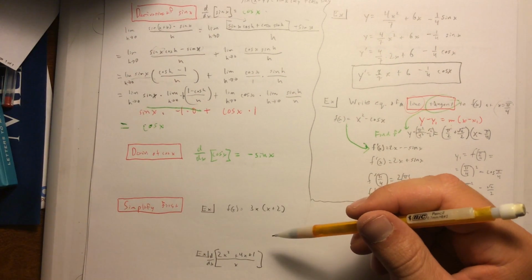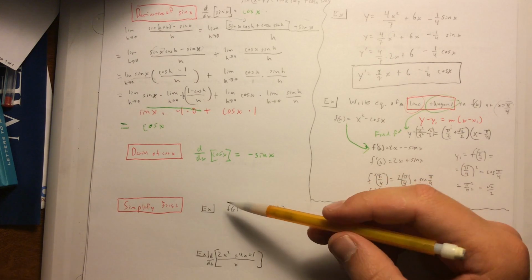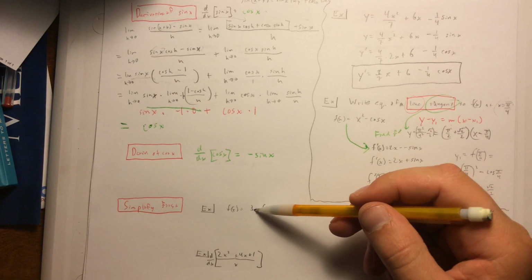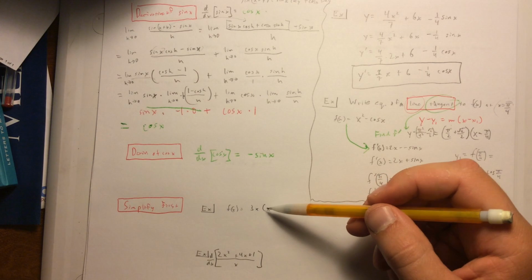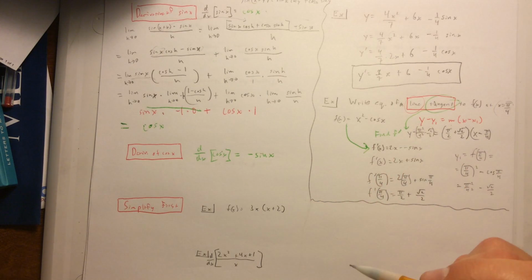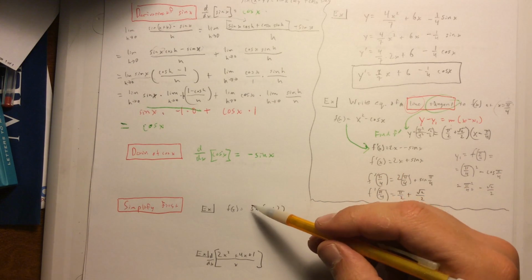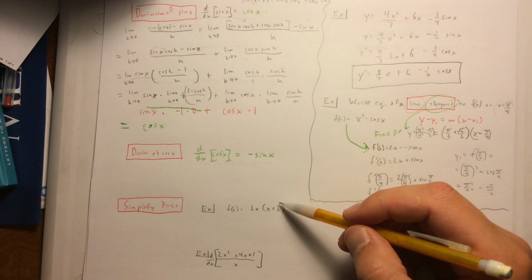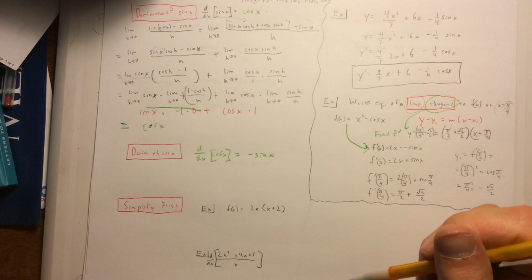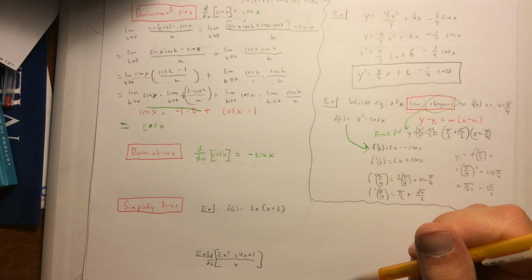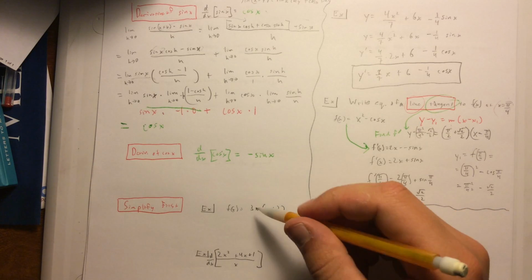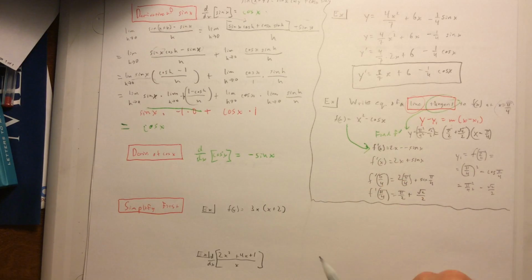Something I forgot to tell you here in part 2, we'll just attach to part 3 here. If you have to take the derivative of something, like 3x times x plus 2, you cannot take the derivative of the first part, take the derivative of the second part, and then just multiply them together. If you do that, you kill puppies. Simplify first.